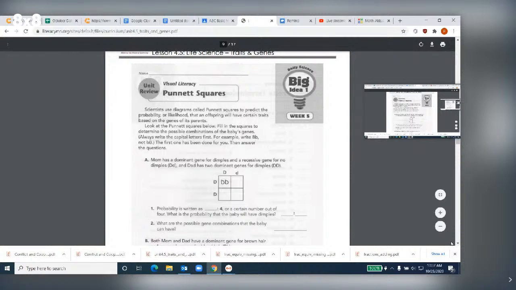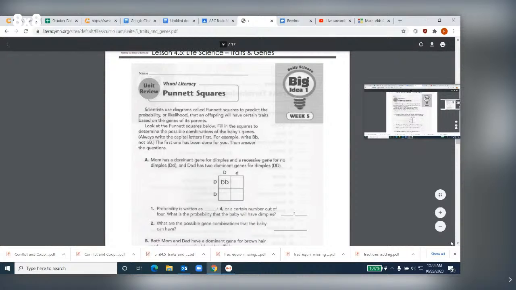Scientists use diagrams called Punnett squares to predict how likely it is that offspring will have certain traits based on the genes of its parents. Look at the Punnett squares. Fill in the squares to determine the possible combinations of the baby's genes. Always write the capital letters first. For example, capital B, lowercase b, not lowercase b, capital B. The first one is done for you.